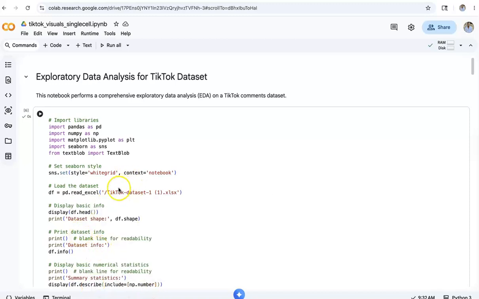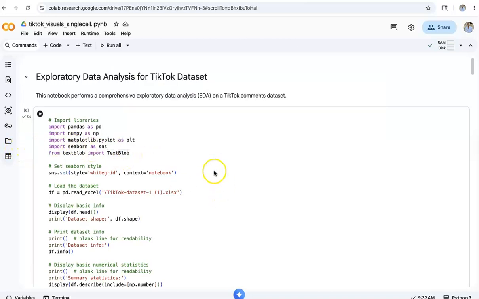Hello, Professor. Today I'll be presenting my exploratory data analysis project on a TikTok social media dataset I got from GitHub. The goal of this project was to analyze user engagement and sentiment patterns from TikTok comments using Python code. I already have my dataset uploaded on Colab, so I'll proceed.